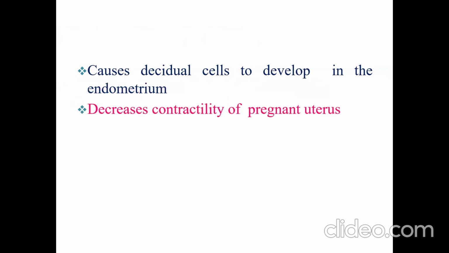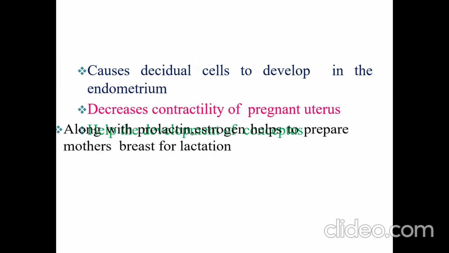Decreases the contractility of pregnant uterus. So it should not contract. When it contracts, the fetus can come out, so it should not happen. So the progesterone decreases the contractility of the pregnant uterus. It helps to develop the conceptus, and holds the development of the fetus.